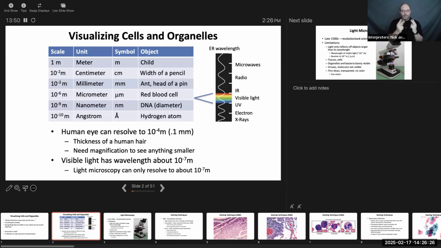Now, a little bit later, we'll talk about ways that you can see things that are smaller, but you have to use electromagnetic radiation that has smaller wavelengths, like electrons. That's the principle behind electron microscopy. Or X-rays. There's something called X-ray crystallography that we'll talk about a lot more later in the semester. That's how you're able to see individual atoms and individual molecules, because X-rays have very, very tiny wavelengths.